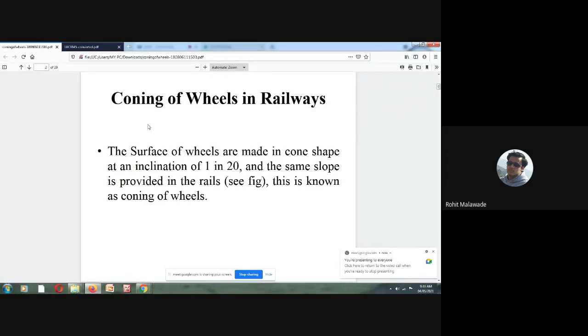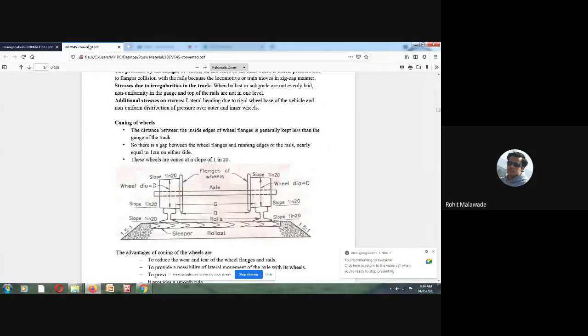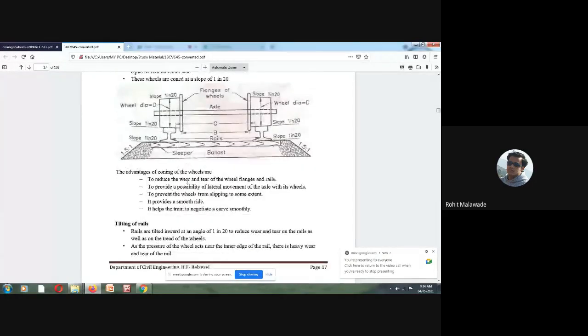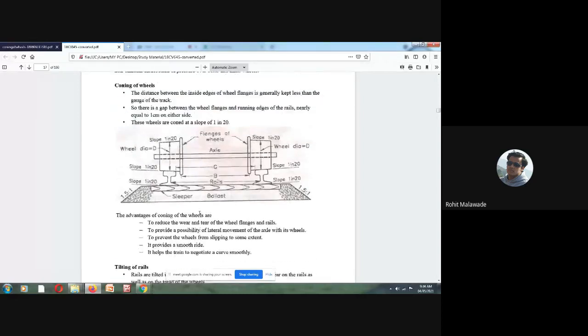Now, what do you mean by coning of wheels? Do you have any idea regarding coning of wheels? I think with this particular picture, you will be able to tell something. With this picture, what kind of idea are you getting regarding the coning of wheels?